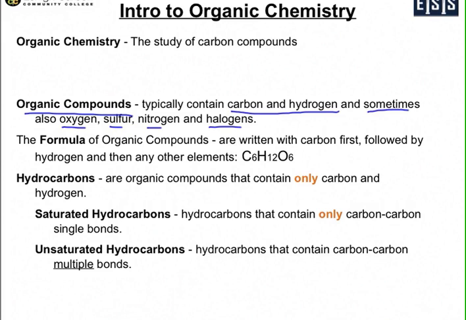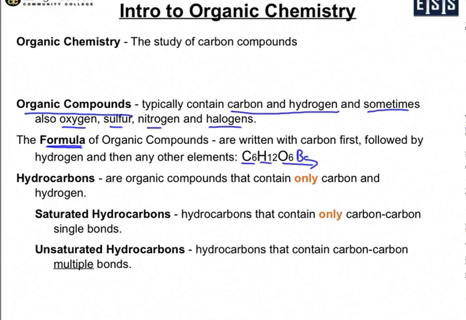So the rule when you write the molecular formula for organic compounds is that you put the carbon atom first, then hydrogen, and then any other atoms after that. In this case, this molecule has 6 carbon atoms, 12 hydrogens, and then also 6 oxygens. And if there was, say, a bromine too, then the bromine would go after that. So that's the quick little rule for how you write the molecular formula for organic compounds.